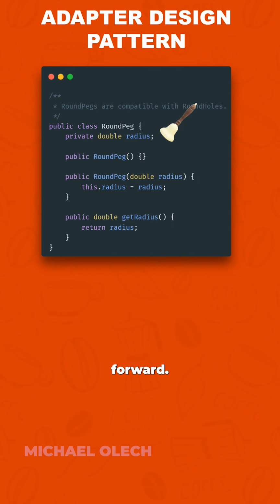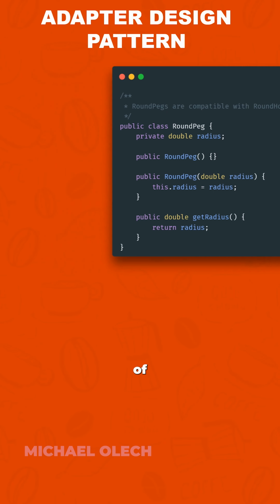Implementation is pretty straightforward. This class has a radius in double type format as a field to represent values in floating point accuracy. It is fully compatible with our round hole because it represents a round object and with that returns radius. Next we have a square version of peg.